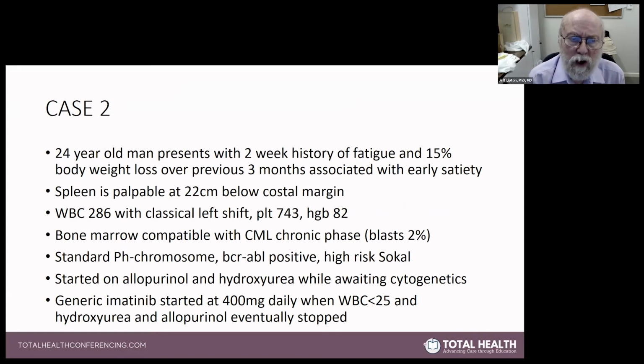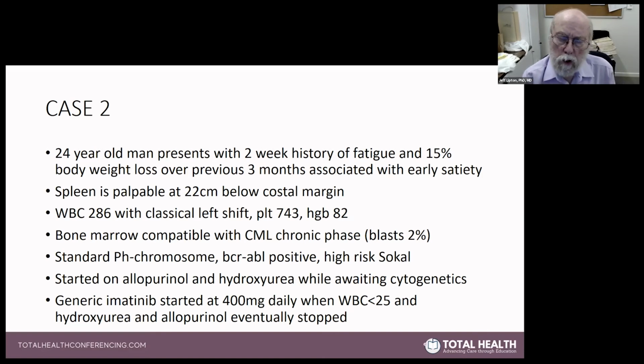White count was very high at 286, classical left shift, high platelet count, which you do find as well, a bit of anemia. The bone marrow is compatible with chronic phase CML, blasts 2%, standard Philadelphia chromosome, BCR-ABL positive, high so-called score in this case.